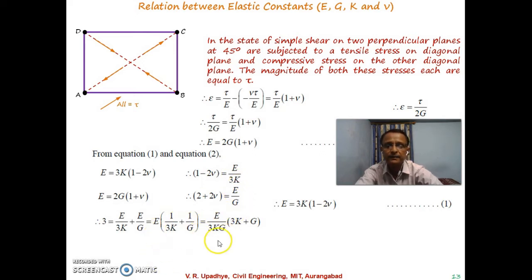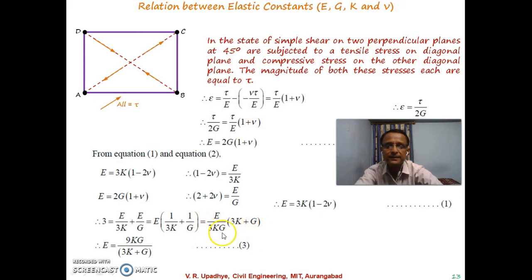And if we go further with this, what we can get is this relation. If we take E outside, then over here it will give you 1 divided by 3K, and over here it will give you 1 divided by capital G. So if we take 3KG out, then over here this will become G plus 3K divided by 3KG, so that E and 3KG are taken out. What is remaining is 3K plus G.